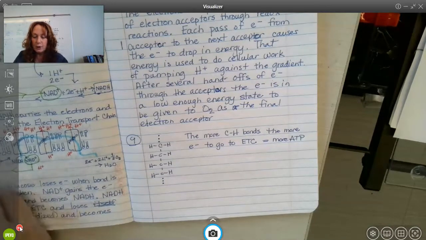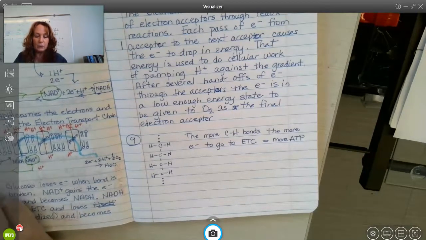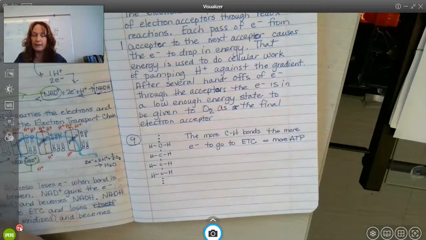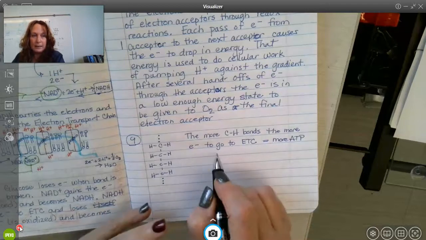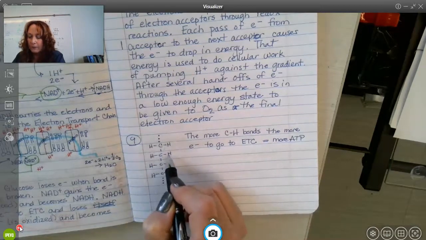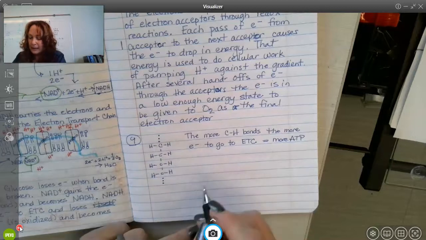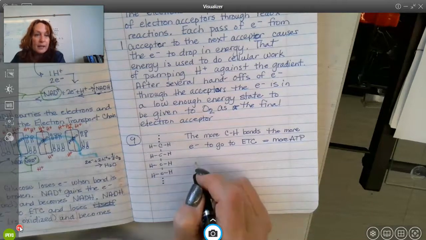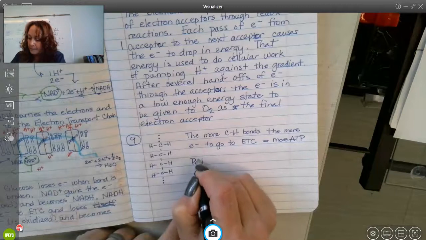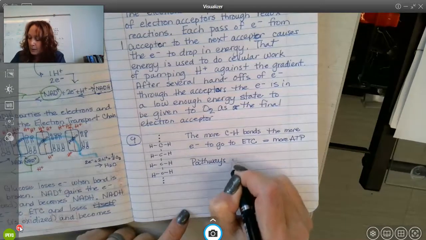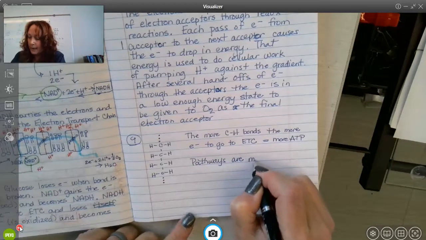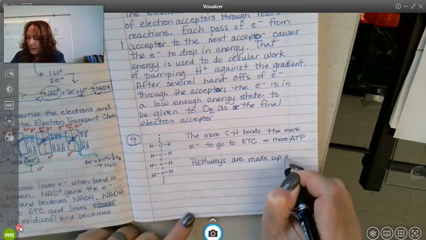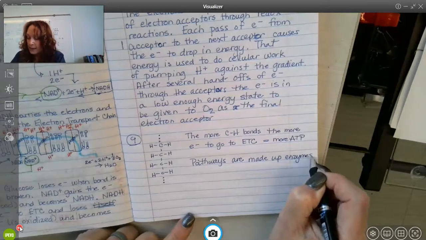Focus your explanation on the role of enzymes in the process of oxidation of these energy sources. What they're saying there is there's going to have to be some pathways to break these off. That's what they're saying. Enzymes, pathways are made up of enzymes. So let's just start with that. Pathways are really just little factories where enzymes are the workers. So they're made up of enzymes that each do one step of the pathway.